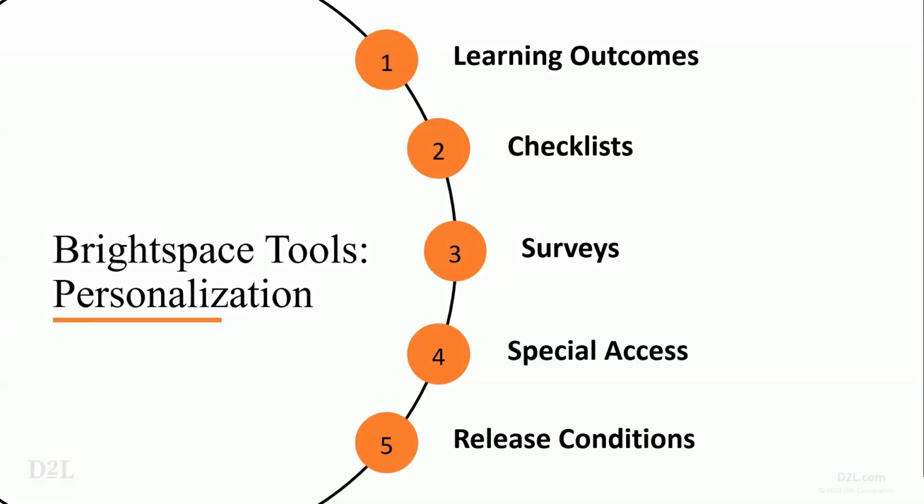And finally, our release conditions tie everything together. This tool allows you to set up personalized learning paths. For example, you can automatically unlock new content only after a student completes a prerequisite activity or submits an item on a checklist. Also, you can send different resources based on grades or completion of tasks. This means a student would move through the course at a pace that fits their learning needs, not just a set schedule.